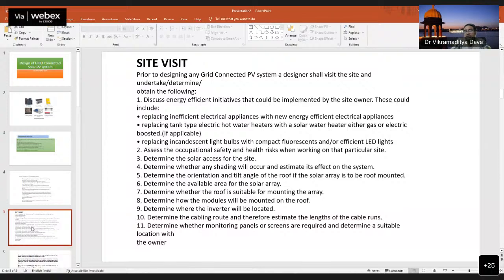Then you have to calculate the available area. Now available area here means shadow free area. ठीक है, आपको ये देखना पड़ेगा कि आपका शेडो फ्री एरिया कितना है. ठीक है, मैं बार बार इस पे स्ट्रेस कर रहा हूं. You have to see how much shadow free area is there, then whether the roof is suitable.